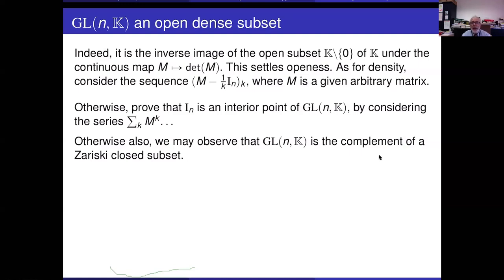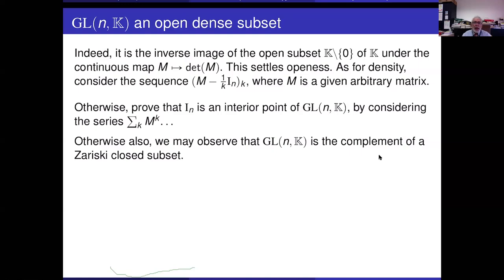Take, for instance, the sequence M minus the identity over K. If we make K go to infinity, it of course converges towards M. At the same time, these matrices, as soon as K is big enough, will be invertible. Why? Because 1 over K is outside the spectrum of M once K is big enough.